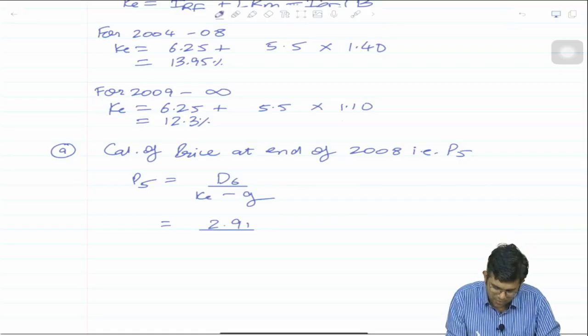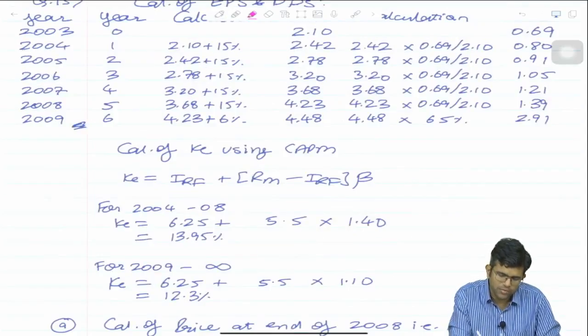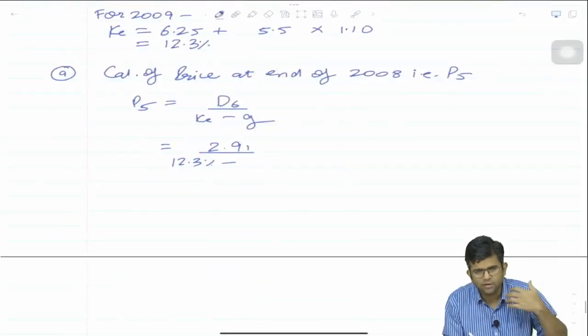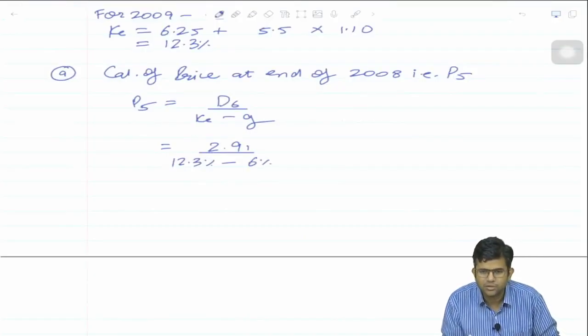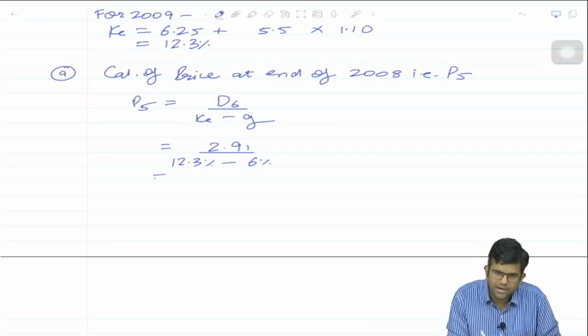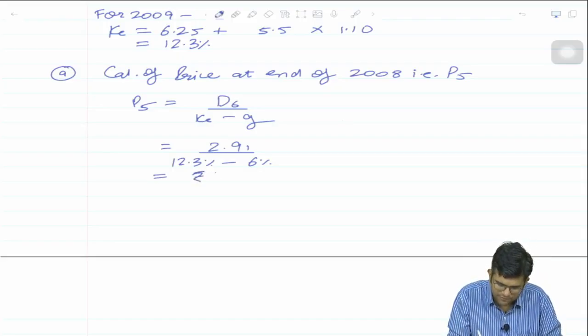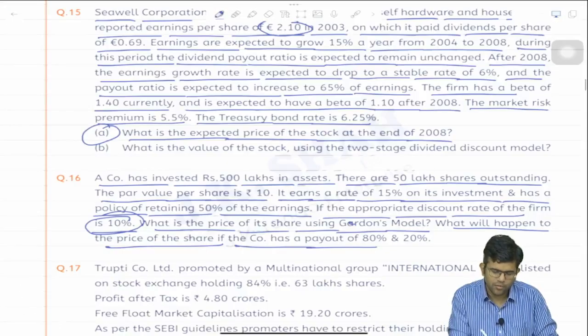I will write here 12.3% minus, and as you know the growth is going to be constant at the rate 6% in that period, correct? From 2.91 onwards now it is going to grow at constant rate at 6%. So here I will take 6%. You all understood now from where I got 6%? EPS will grow at the rate 6%. So automatically DPS also will grow at the rate 6%. So this is 2.91 divided by 6.3%, and this comes to rupees 46.19. All coordinate 46.19, clear?